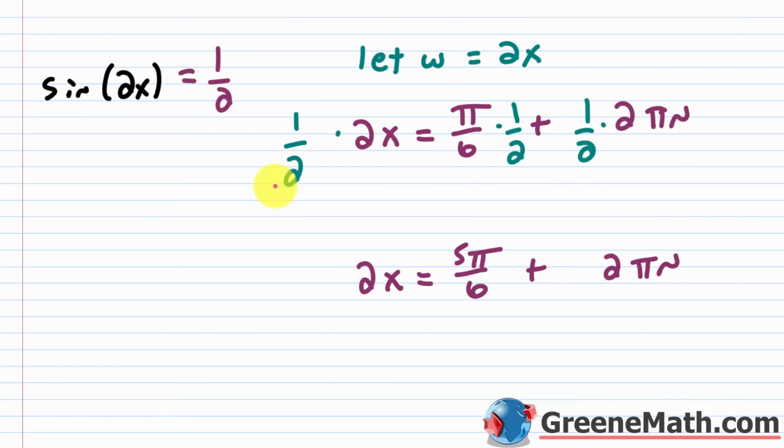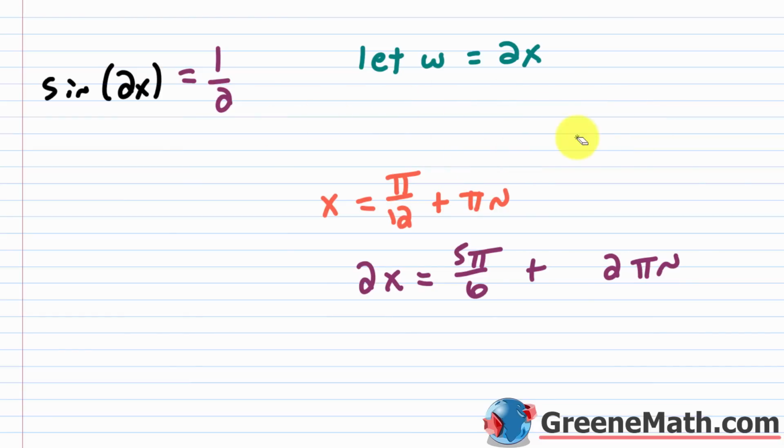So we know that this would cancel and just give me x is equal to pi over 6 times a half is pi over 12. And then plus 1/2 times 2 pi n. The 2's would cancel. You just have pi n. So get rid of this. So that's one guy there.